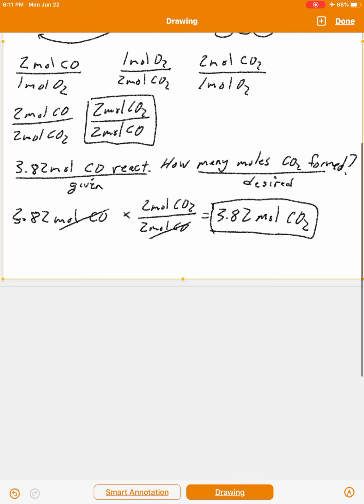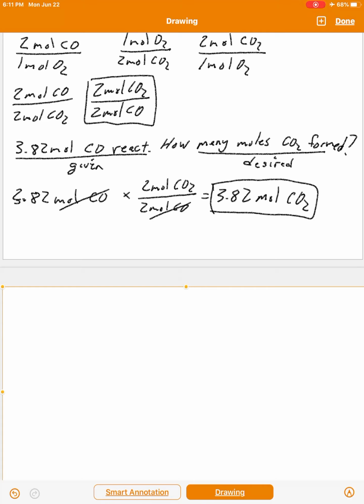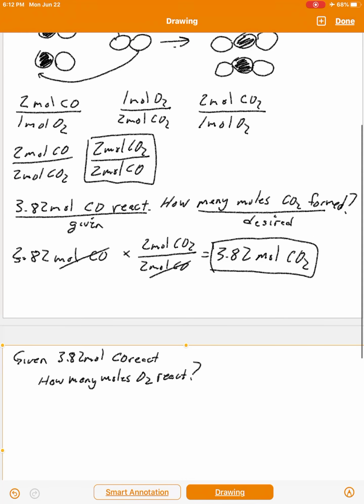But here's another question. Given this information, given 3.82 moles of CO react, how many moles of O2 react? That's the next question, right? What would that be? Well, now we would look for the ratio. We want to find O2. Do we have a relationship there? Here's one relationship, CO and O2. That's one right there.